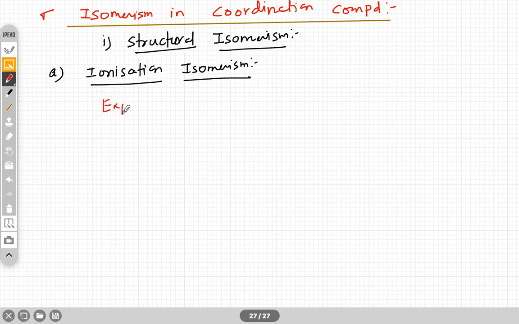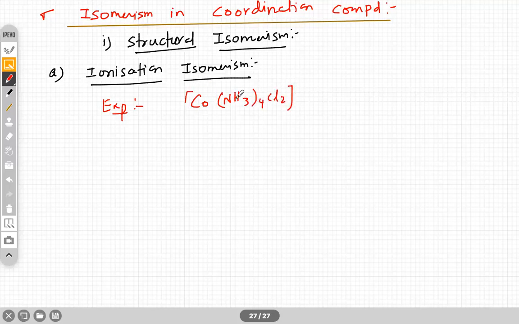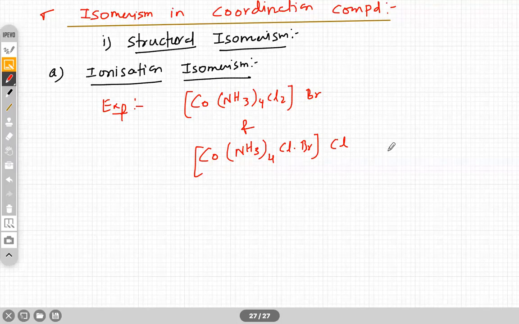For example, we have [Co(NH3)4Cl2]Br. On ionization, it gives Br minus and this cation. If I write another molecule of this, which is [Co(NH3)4ClBr]Cl with one chlorine outside, both have the same molecular formula, but on ionization they give different ions. Hence, these are ionization isomers.